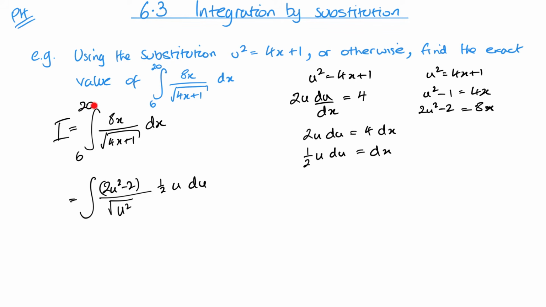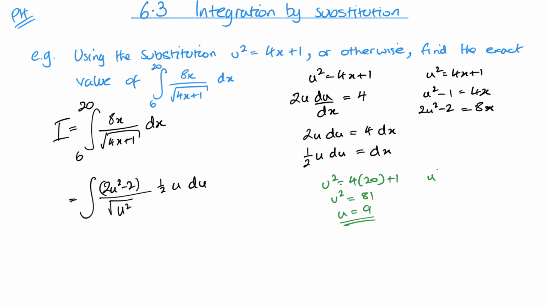with my limits. So when x equals 20, I need to find out what u is. So let's go over here, and I'll do this one in green just so that you can see it. So u squared will equal 4 lots of 20 plus 1. So 4 20s are 80, so this is going to be 81. So u will be 9.